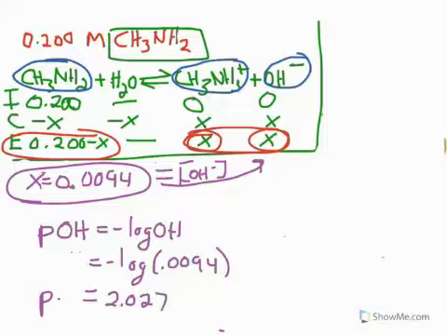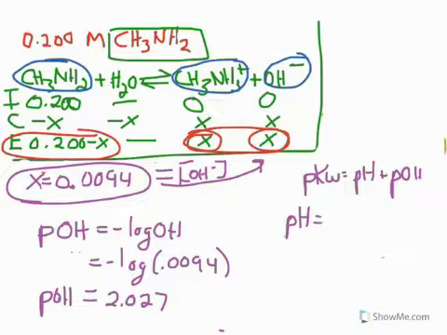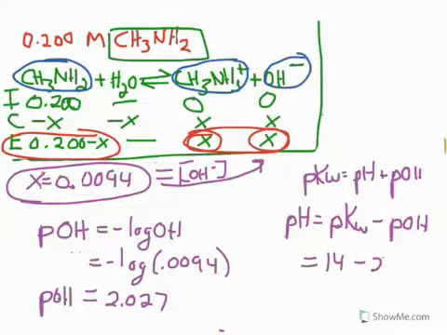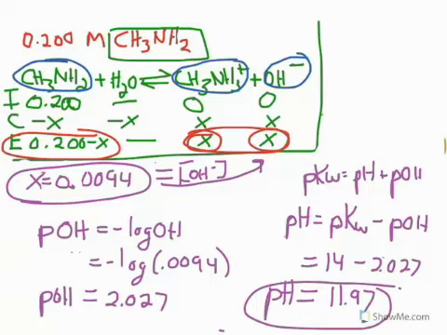And I get 2.027 for the pOH. Then I can use the equation pKw equals pH plus pOH. That's from the previous outcome. So the pH equals pKw minus pOH, which pKw everybody knows is 14, minus 2.027. So that gives us a pH of 11.97. Just what we expect for a basic solution. pH is greater than 7. Okay, that's that one.